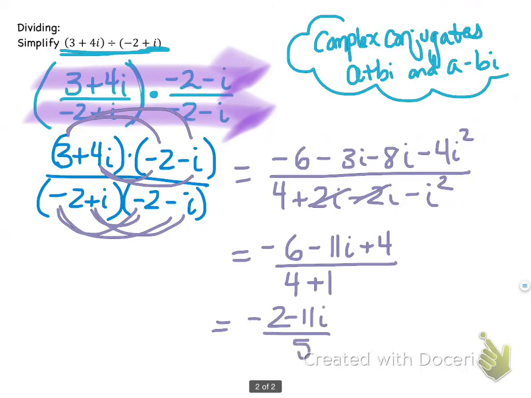And then if I want to write that as a plus bi, I can just write it as negative 2 over 5 minus 11 over 5i. And then we've successfully completed this division problem. And so our answer is negative 2 over 5 minus 11 over 5i. Ta-da!